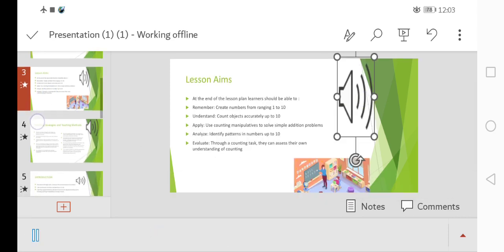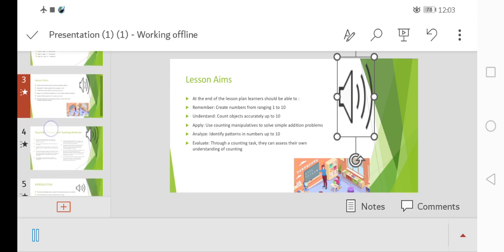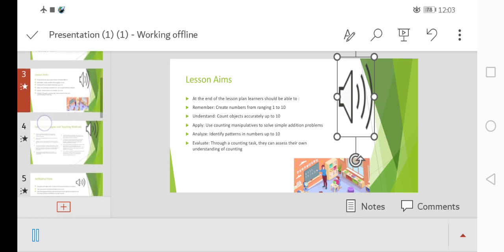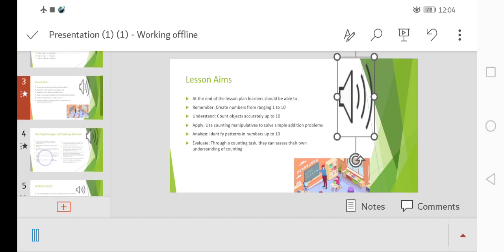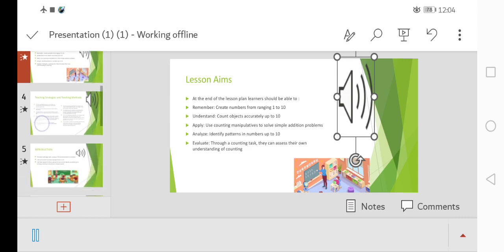As you all can see, my lesson aims. At the end of the lesson plan, learners should be able to remember how to create numbers ranging from 1 to 10. They must understand how to count objects accurately up to 10. They must apply counting manipulatives to solve simple addition problems. They must analyze and identify patterns in numbers up to 10. Through a counting task, they can assess their own understanding of counting.